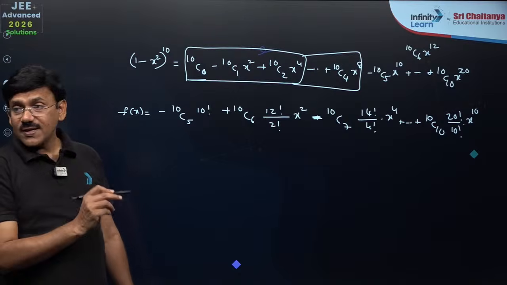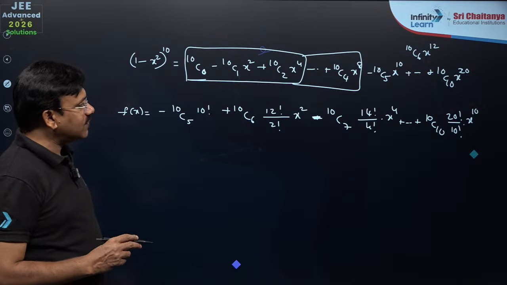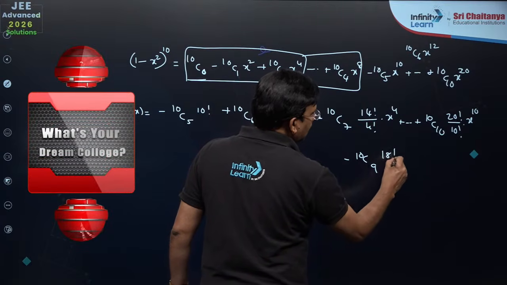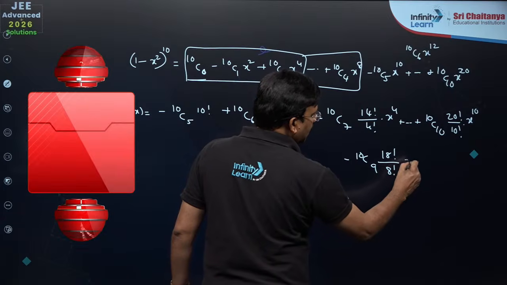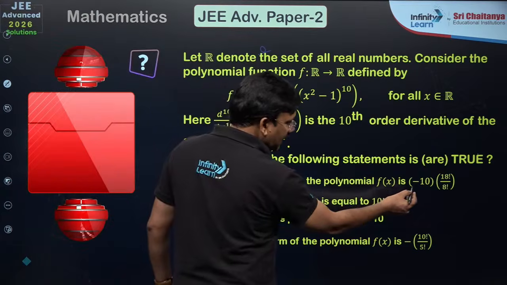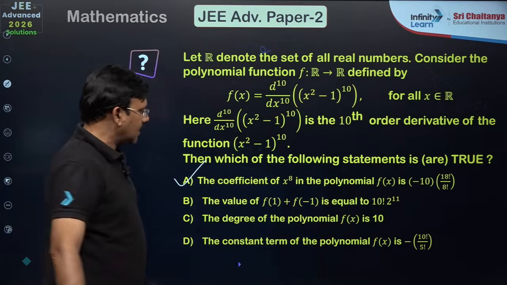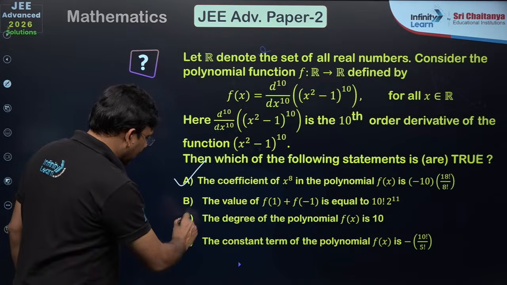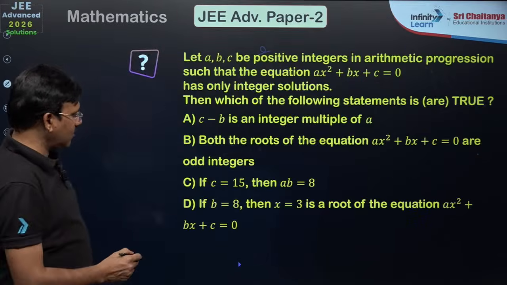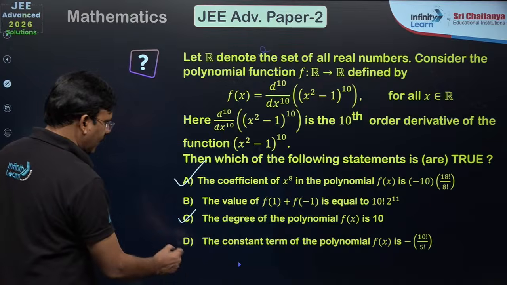You see, finally f of x is a polynomial of degree 10, first point. And the x⁸ coefficient he is asking, meaning the term just before it, is minus 10C9 into 18 factorial by 8 factorial into x⁸. Now you see the options. The first option, the coefficient of x⁸, minus 10C9, is nothing but 10 into 18 factorial by 8 factorial. This option is correct. And the degree of the polynomial f of x is equal to 10, correct. And the constant term you see here is minus 10C5 into 10 factorial, but he said minus 10 factorial by 5 factorial, which is wrong.